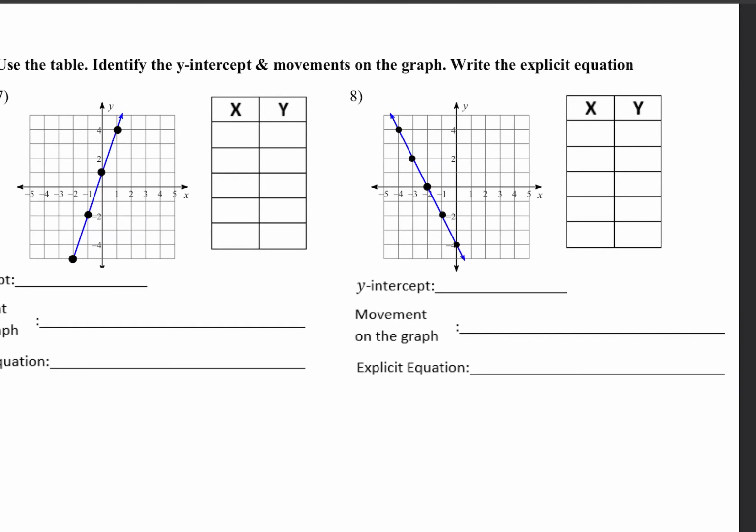7 and 8 are flipped. So this time you're going to put the points from a graph into a table. And remember, you read a graph from left to right. So start with the leftmost point, then go to the rightmost point. You're going to find the y-intercept, the movement, and write the explicit equation, okay?